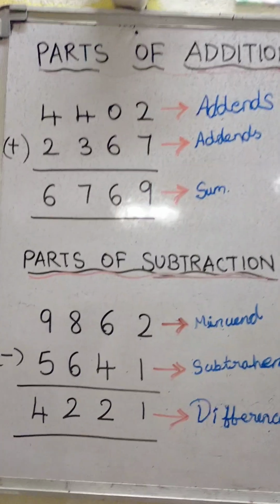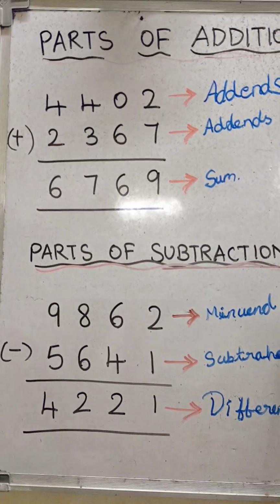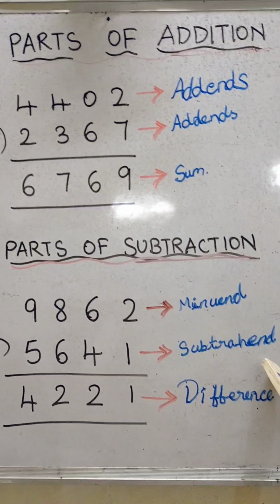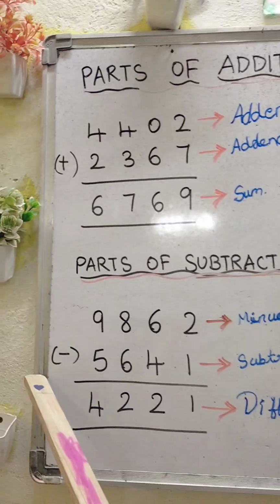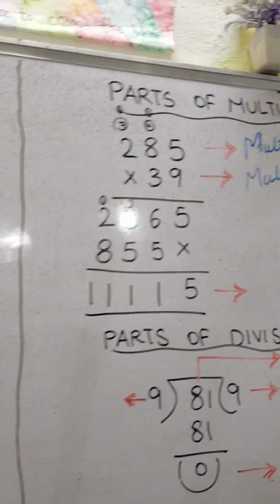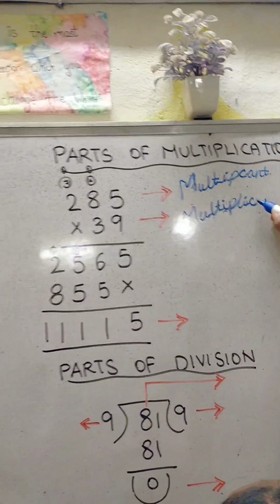Right. Very good. This is correct. The number from which we subtract is called minuend. The number to be subtracted is called subtrahend, and the answer of subtraction is called difference, and the symbol is minus.